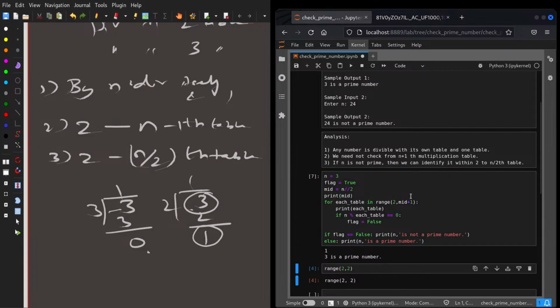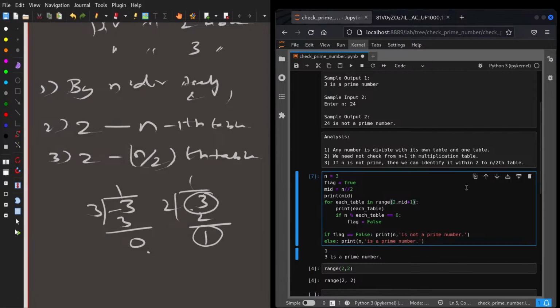We are getting 1. So 1 plus 1, it's becoming 2. As we are starting from 2, this loop will not run. So in this case, what can we do? Okay, let's put n plus 2. Let's make it work.